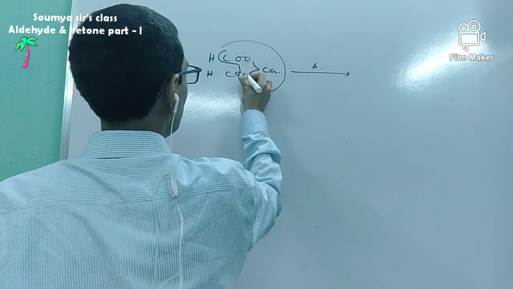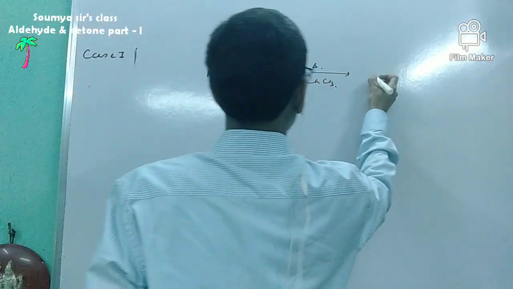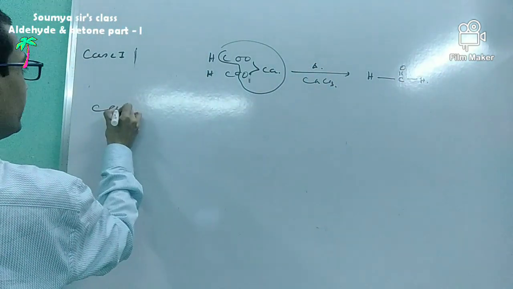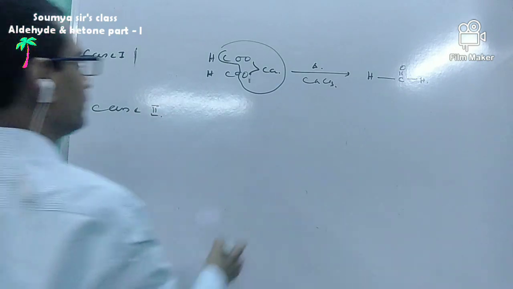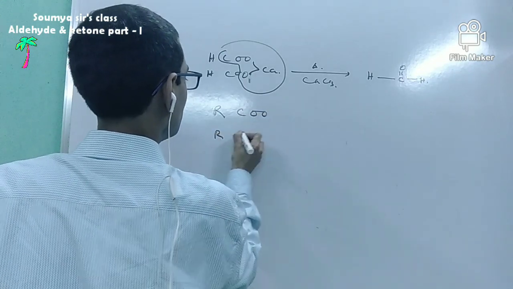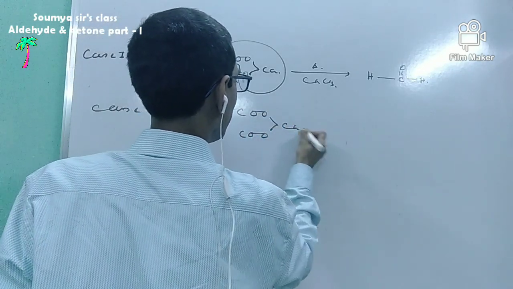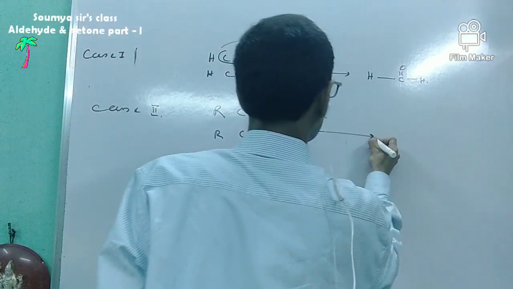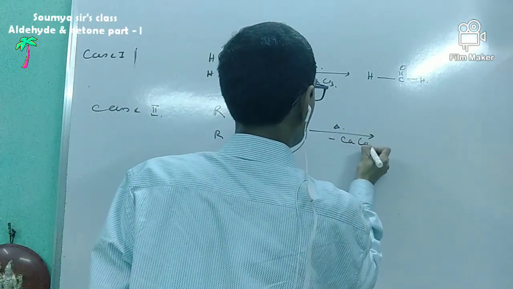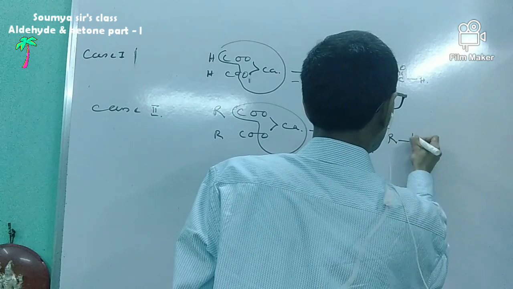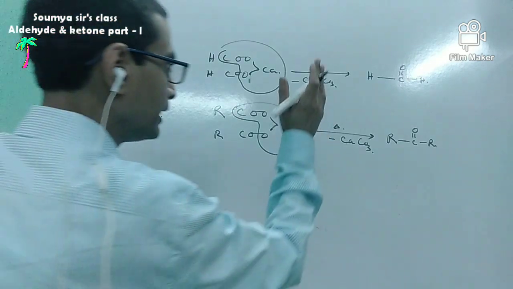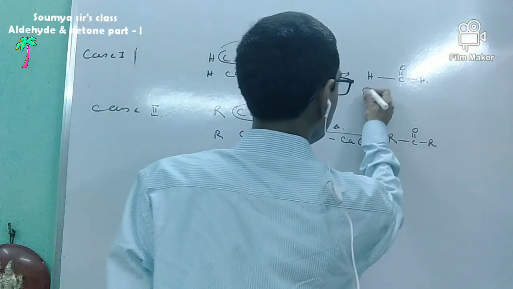So this is rule number 1. Case number 2 or rule number 2 is if we use only calcium carboxylate, or the calcium salt of any saturated fatty acid, then the calcium carbonate naturally goes out and forms ketone. So this is the method of ketone formation. The first one is about formaldehyde, and the second one is for ketone.